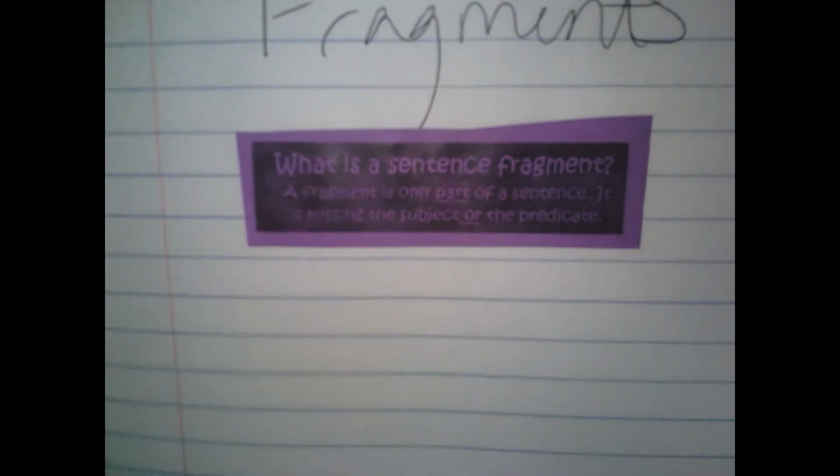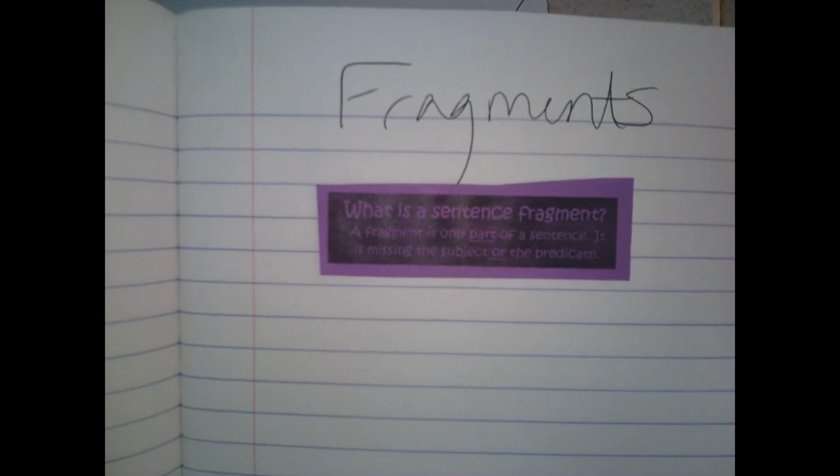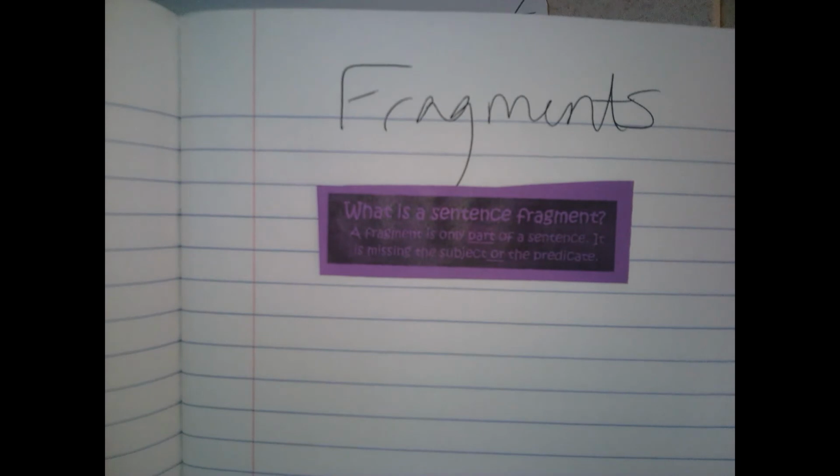Again, if you can't see this, go to the lessons folder. I took a picture of it. A fragment is only part of a sentence, just like a fragment of glass. It's only part of a window. A fragment is just a piece. It's missing the subject or the predicate.